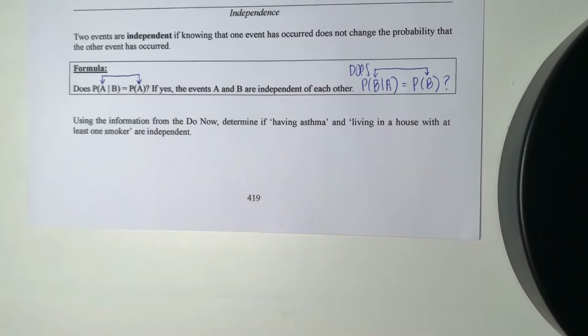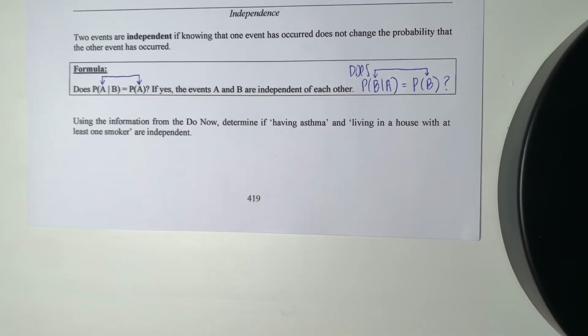So this first question says, using the information from the do now, determine if having asthma and living in a house with at least one smoker are independent. So considering that you guys will have completed the do now, we are able to do these. And if you haven't yet, then you're getting a head start.